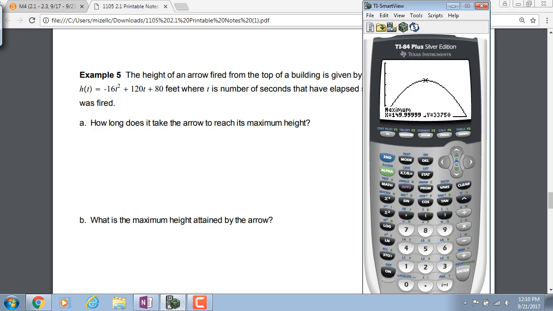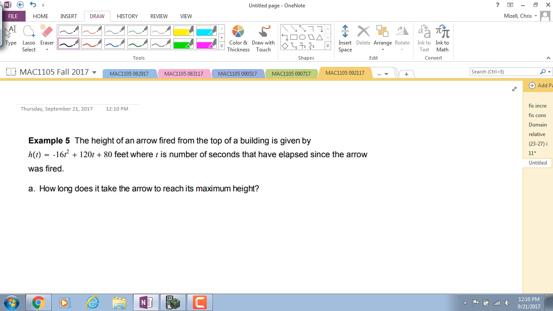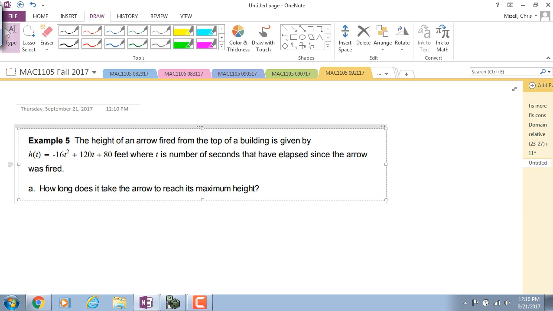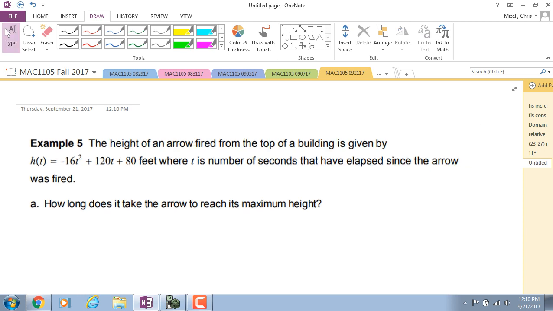It's an easier problem when the function is given and we don't have to figure it out on our own. In this case, a function h of t is given and it tells us the height of an arrow. And here's the thing, I'm not going to recommend that you fire an arrow from the top of a building. I think that's a really bad idea. Out away from civilization somewhere would be a much safer place to do that. But nonetheless, that's the way the problem reads.